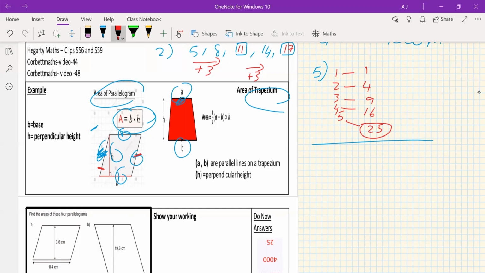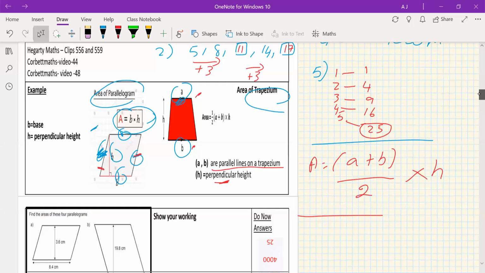But the trapezium is slightly different. I already mentioned A and B are the parallel sides of the trapezium. So what do we need to do? The area of the trapezium is equal to A plus B, where A and B are the two parallel sides. So we add them, and after that we divide by 2. Whatever answer we get, we times by the perpendicular height. We can double check with one example from this booklet whether we get the answer right.